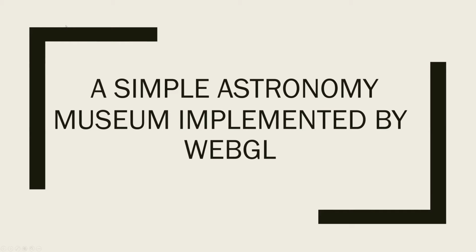This video talks about how to implement a simple astronomy museum implemented by WebGL. The video content will involve the following aspects: a brief introduction to lighting, shadows, some interactive elements, texture mapping, and bulletin board. And we will introduce how to implement the bulletin board and the interactive elements in detail.